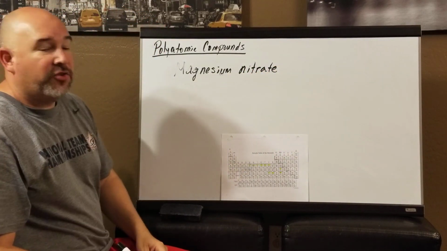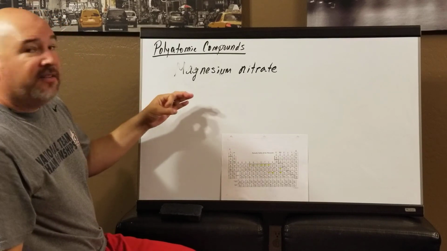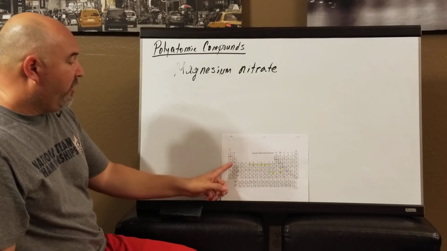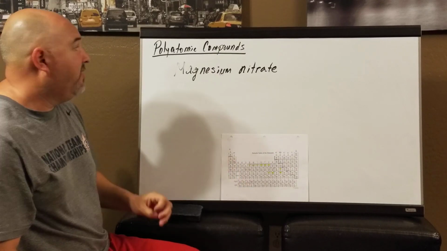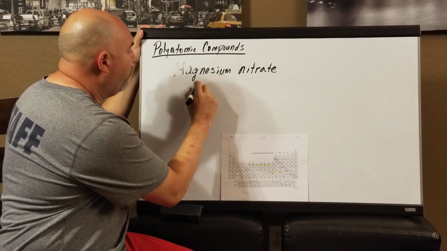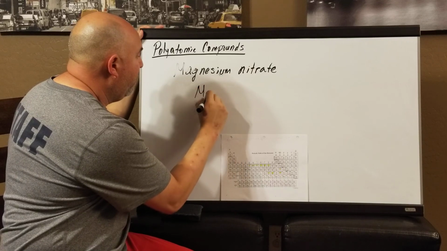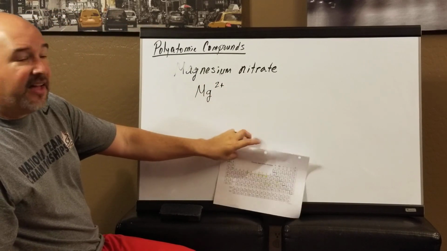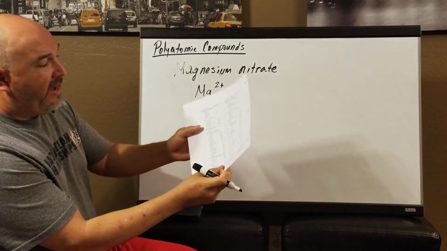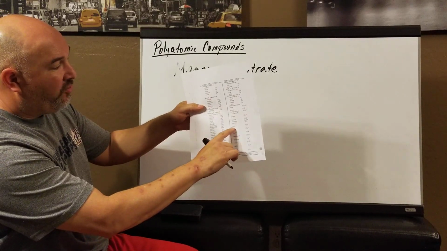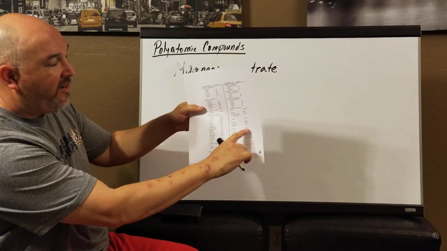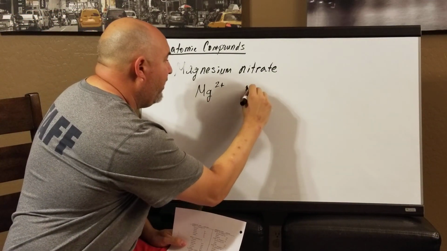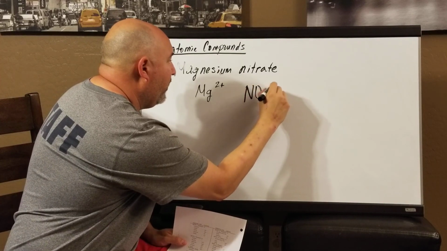So magnesium nitrate. If I look at this, magnesium, I can look on my periodic table, and you guys know how to do this already. You find magnesium, and we find out that magnesium is a 2 positive. So I'm going to write Mg, and I'm going to write 2 positive right here. Then I'm going to look on the back of my periodic table, and I can find nitrate, and it tells me that nitrate is NO3 1 negative. So I'm going to write nitrate NO3 1 negative.